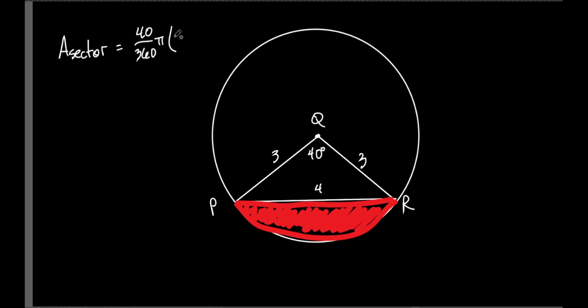Which is what? What's R? What's the radius? It's 3 and then squared. Okay? Everybody with me on that?